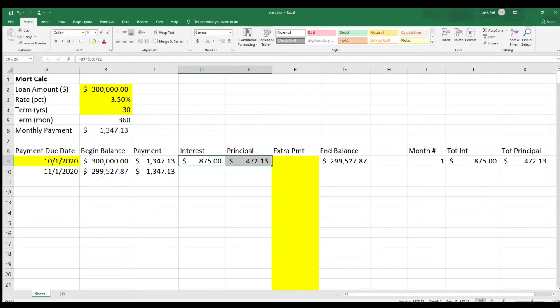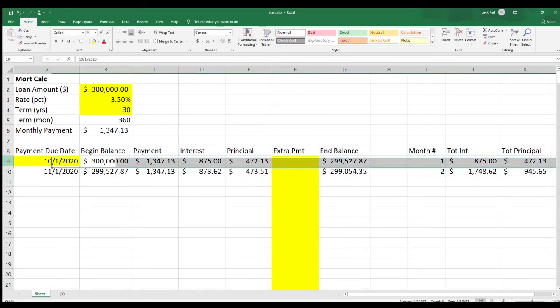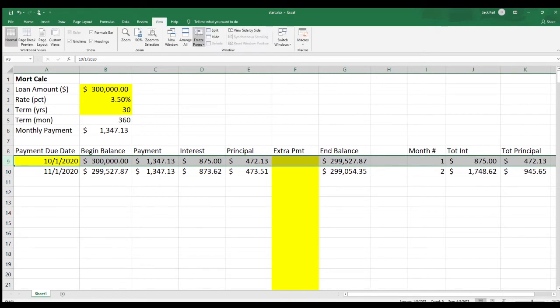The interest and the principal are calculated the same way as above, so I'll select and drag those down, and I'll do the same thing with the end balance. The month is just the month above plus 1. The total interest is equal to our total interest from last month plus the interest we paid this month. And our total principal is equal to the total principal from last month plus the principal we paid this month plus any extra payments. Before I drag everything down, I'm going to do a little freeze panes here so that we don't lose track of our column headings.